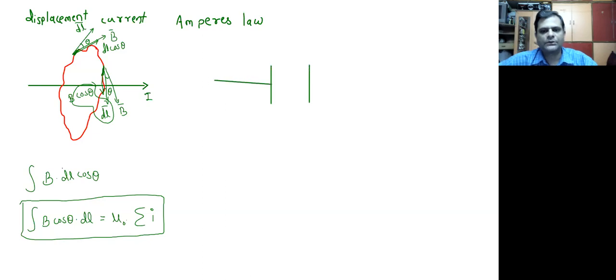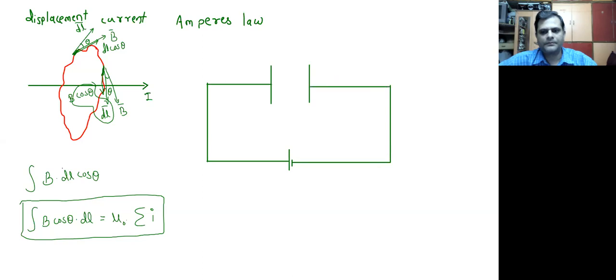okay, and suppose this whole capacitor is just connected to a battery with the help of a wire. This is suppose a battery. Okay, then we can just see that suppose this capacitor consists of the parallel plates like this. This is the positive plate and there is a negative plate here.